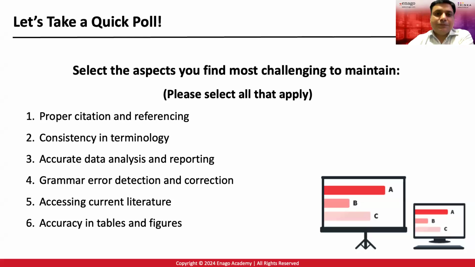All right. Here we go. I'm just going to read out the most frequently chosen: error-free data analysis, which is 3, followed by accessing current literature, 5, which is followed by consistency in terminology, if I'm not mistaken, and then grammar error detection. So the audience seems to go with the way that I'm thinking. So that's interesting. Piyush, any quick thoughts?